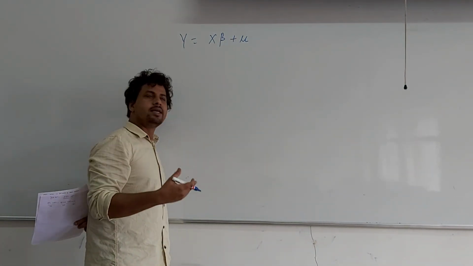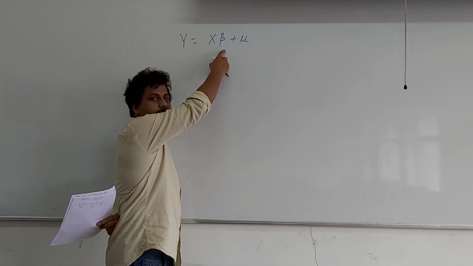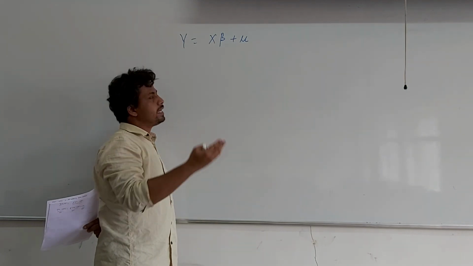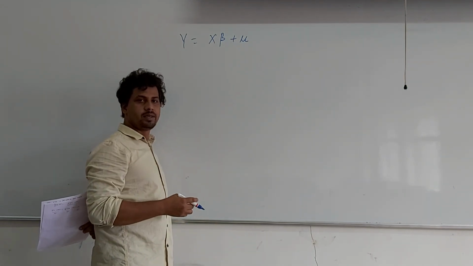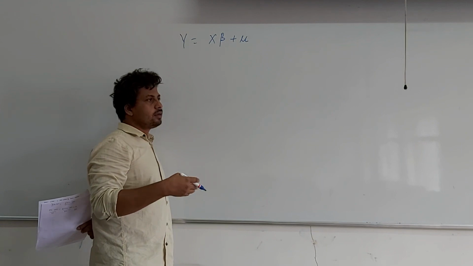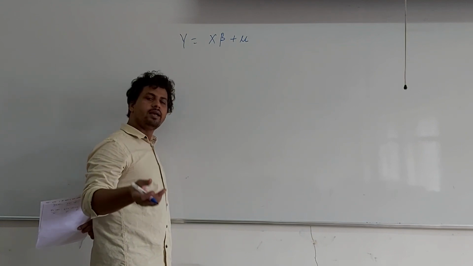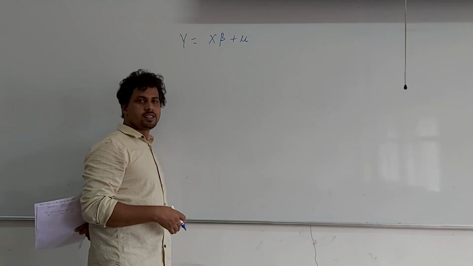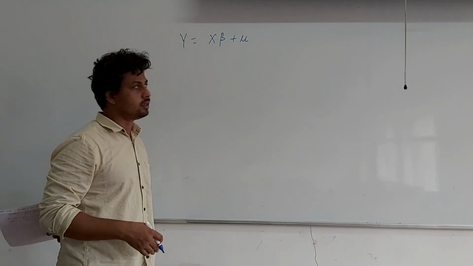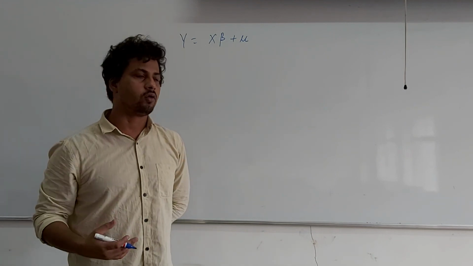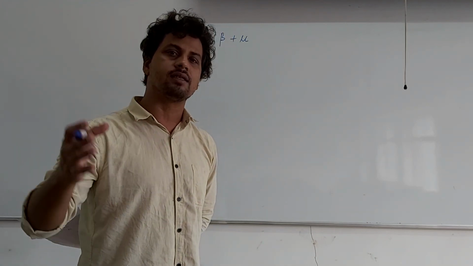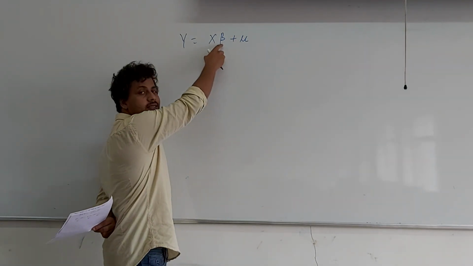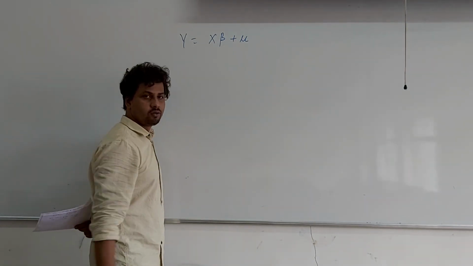So our next aim is to estimate these unknown population parameters. There are several approaches through which estimation of these unknown population parameters is done, but the basic starting point in econometrics is the method of least squares. This is what we'll discuss in today's lecture. So we discuss OLS, that is the ordinary least squares method of estimation, for estimating these unknown population parameters.